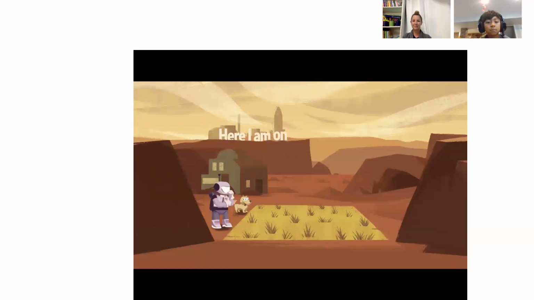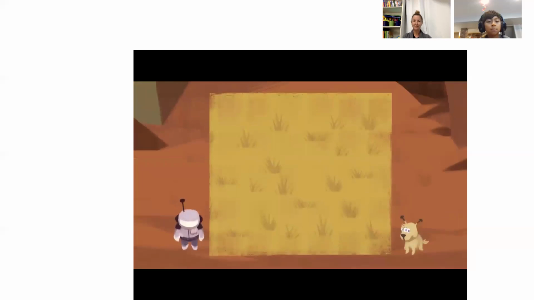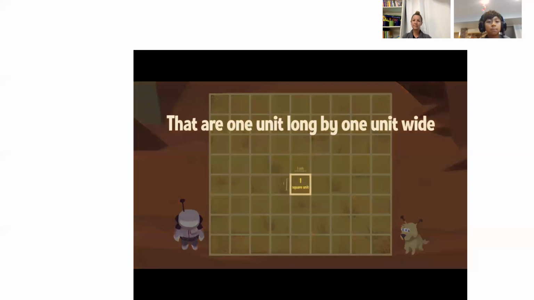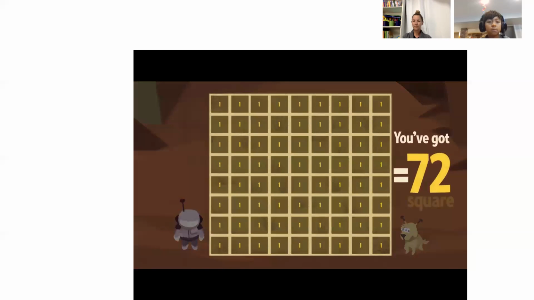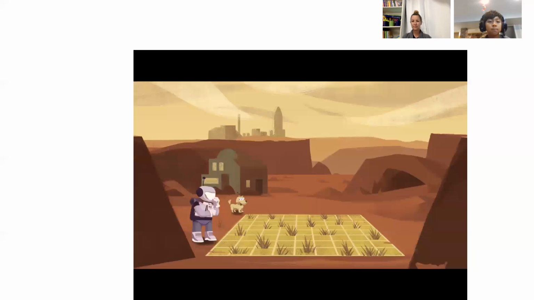Here I am on Mars, trying to find out the size of my backyard. But it's a rectangle, right? So what if we cut it into squares of the same size that are 1 unit long by 1 unit wide? These are called square units. Add them all up, surprise! You got 72 square units, or feet, because that's the unit where you use it.